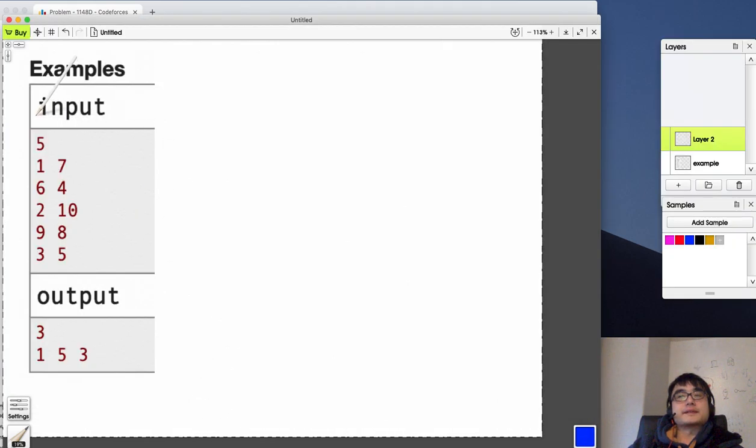So here is the input. Before we get into the input, let's introduce a definition. That is, we call an array zigzag if the array looks like this, right?